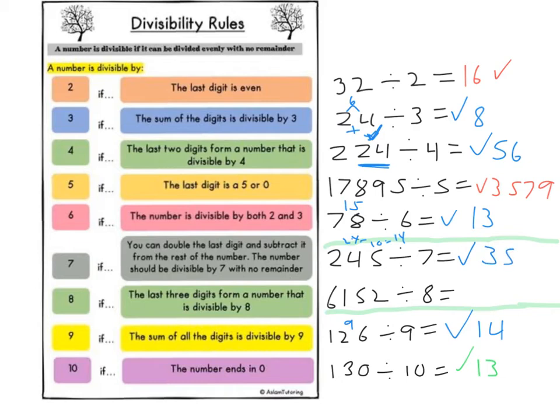So it does work. However, if I have a number, like I've just written at the top here, 119, and I want to know if it's divisible by 7, if I use that rule, double the last digit, so 9 plus 9 is 18. And then it says, subtract it from the rest of the number. 11 minus 18, it doesn't work. Yes, 119 is divisible by 7. The answer is 17.